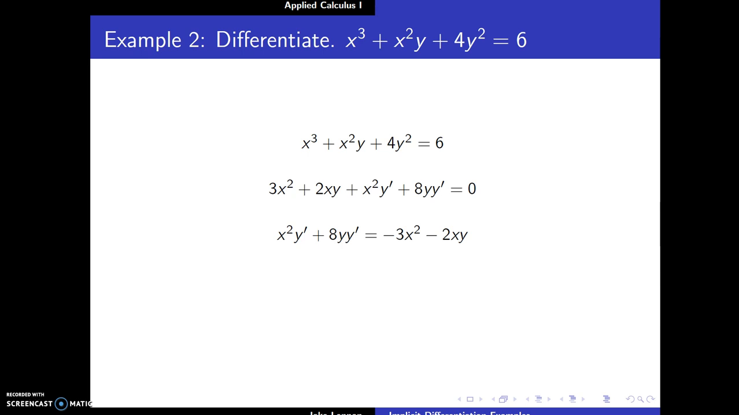So when we do that, what we're going to be able to do is factor the y prime on the left-hand side. So factoring y prime, we'll have quantity x squared plus 8y on the left, and we're just going to leave the right side as is, minus 3x squared minus 2xy. And then once you have y prime isolated like that, you can go ahead and divide. And we have our formula for y prime, minus 3x squared minus 2xy, divided by the quantity x squared plus 8y. So that's another one where we have the implicit differentiation, but we also have a product rule available to us.